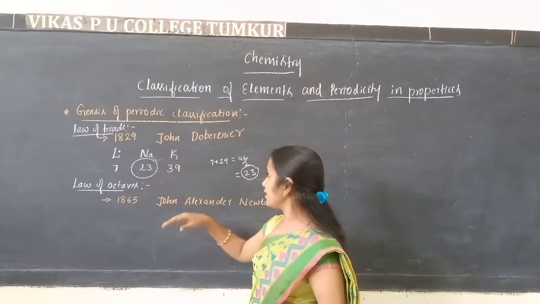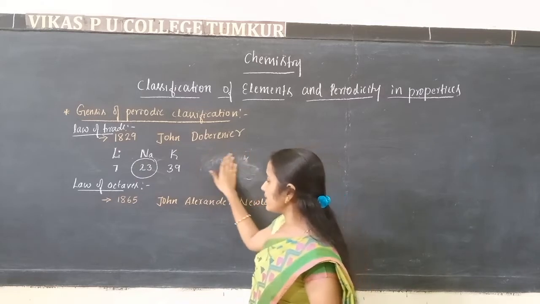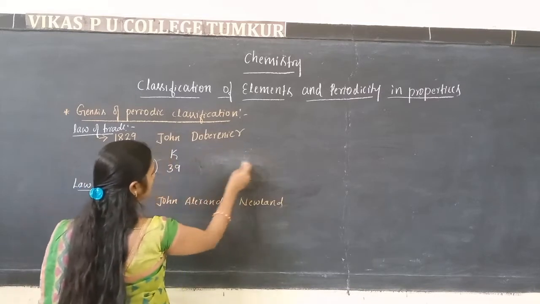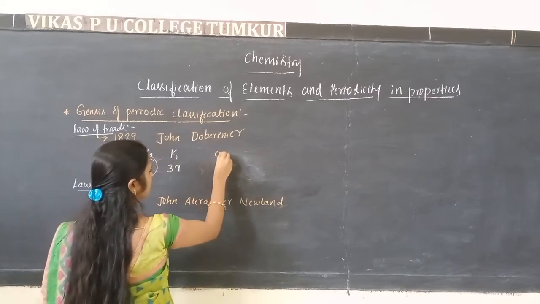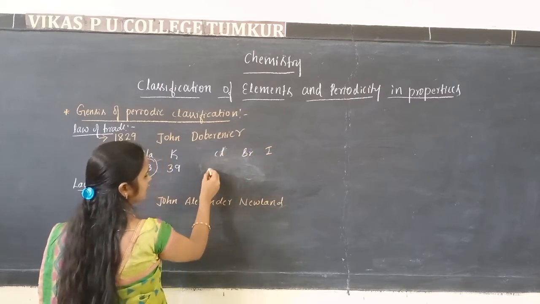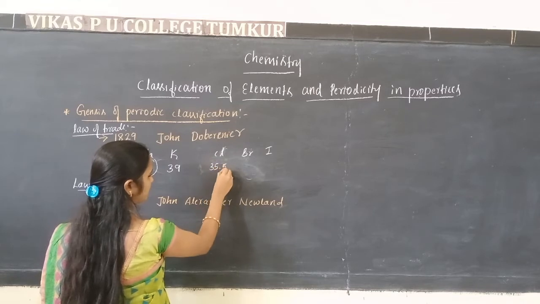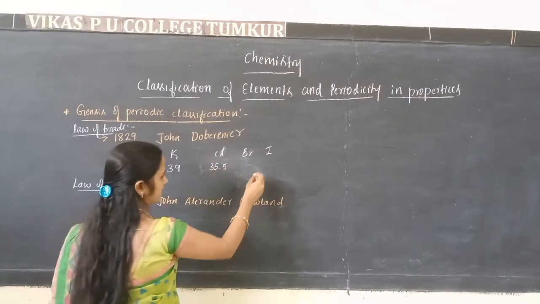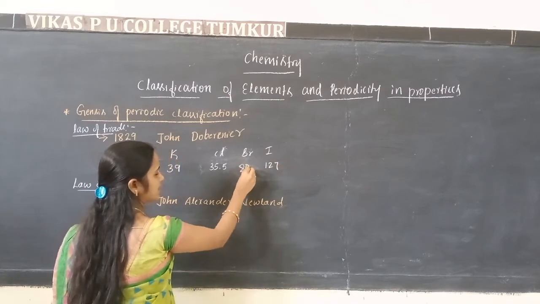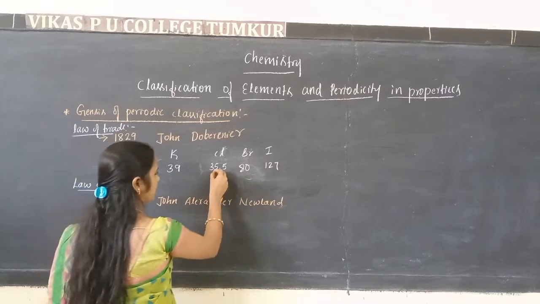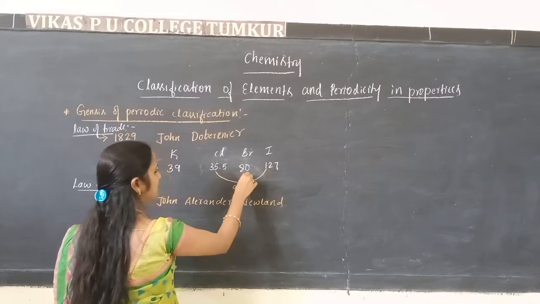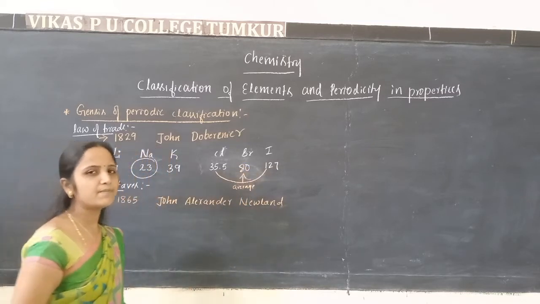Like that, we can take some other sets of 3 elements, that is chlorine, bromine, iodine. For chlorine, the atomic mass is 35.5. Then iodine is 127. Then the bromine we can find out is 80. ಎರಡು average ತಗೊಂಡಾಗ ನಮಗೆ middle element, that is atomic mass ಬರುತ್ತೆ.